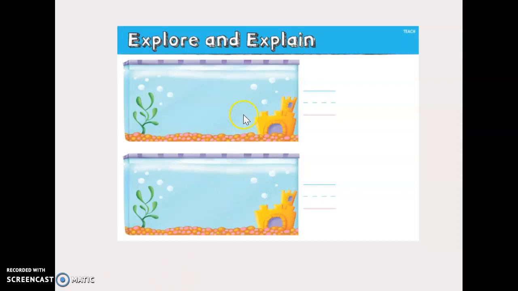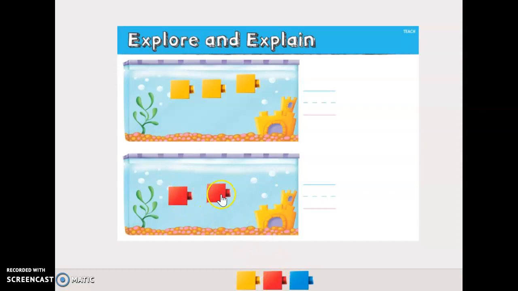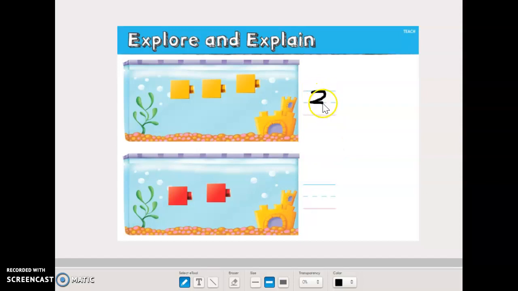So it doesn't matter how many you put in your tank, but we're going to start with mine, and I'm going to get out my e-tools, and we're going to get some blocks out. I'm going to put 3 fish up here in this tank, and I'm going to put 2 fish down here. So we're going to pretend that those blocks are my fish. So we're going to write our numbers. I'm going to say 3 up here at the top. And I'm going to write 2 down below.